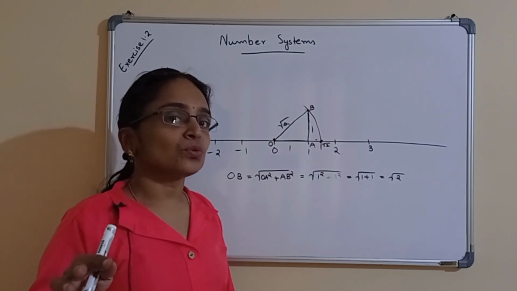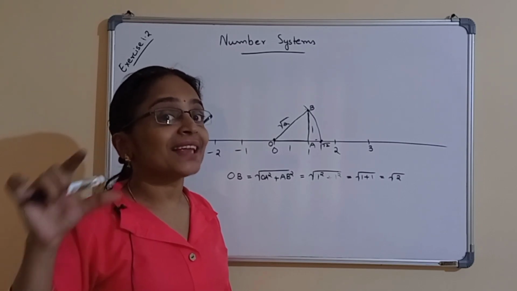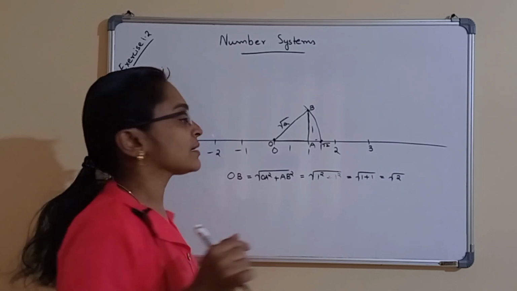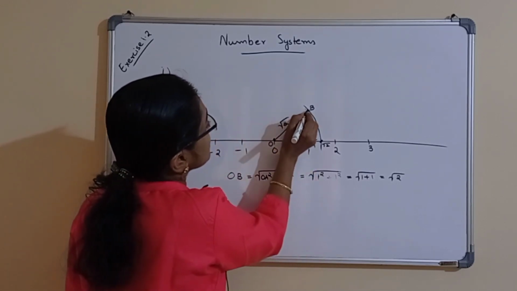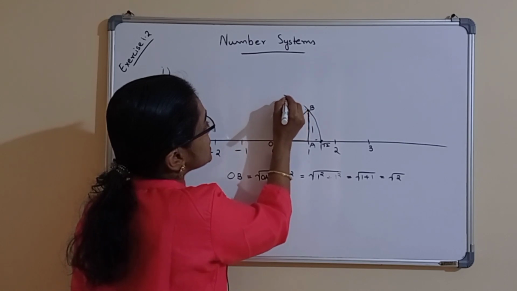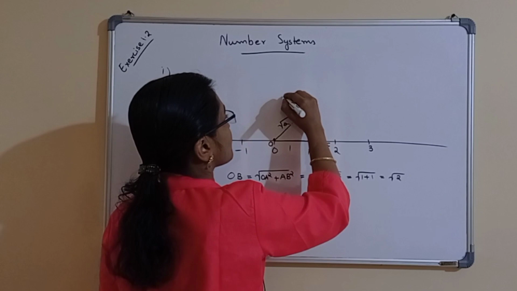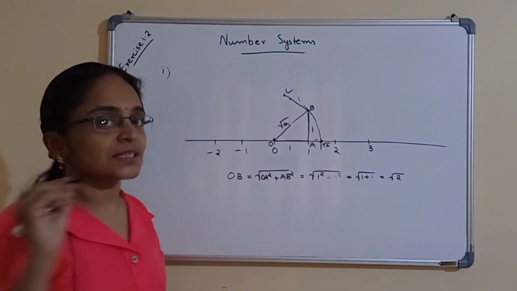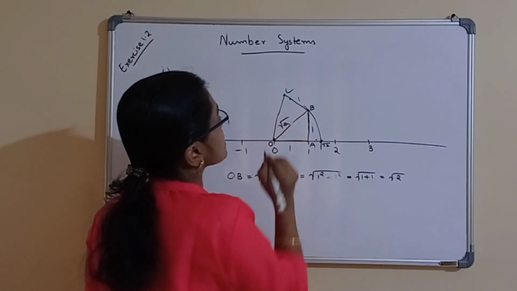Now, what we have to do is draw root 3 on the number line. That is, locate root 3 on the number line. How will we locate root 3 on the number line? Just draw a perpendicular from this B, which is 1 unit, and then join this. Let this point be C, and we can join this.